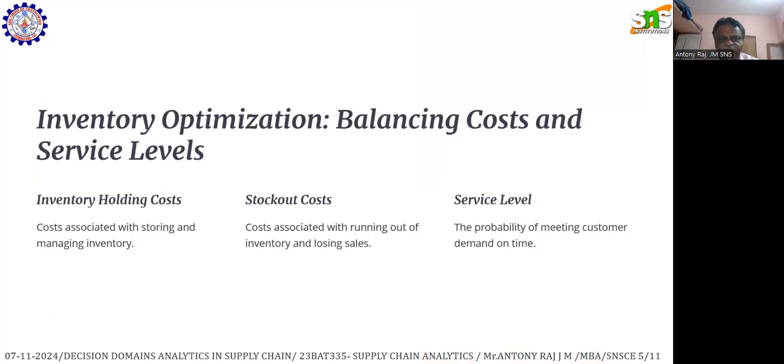Next is the inventory optimization area, balancing cost and service levels. Inventory holding cost is the cost associated with storing and managing the inventory, and stock-out cost is associated with running out of inventory and losing sales. And service level is the probability of meeting the customer demand.